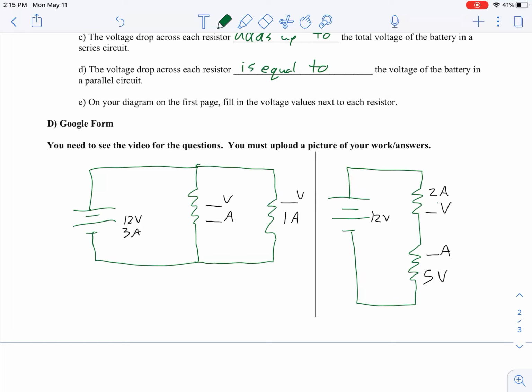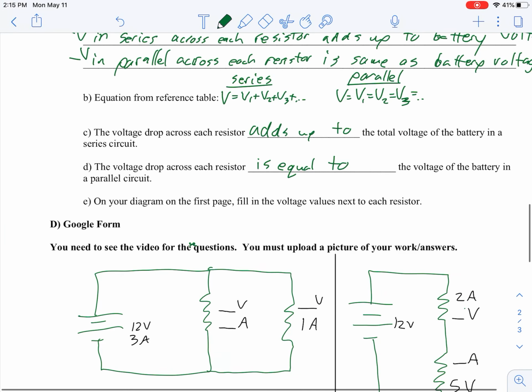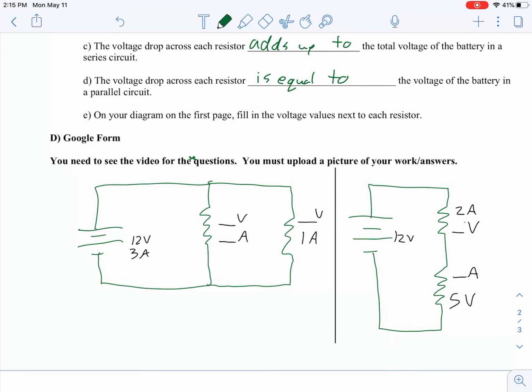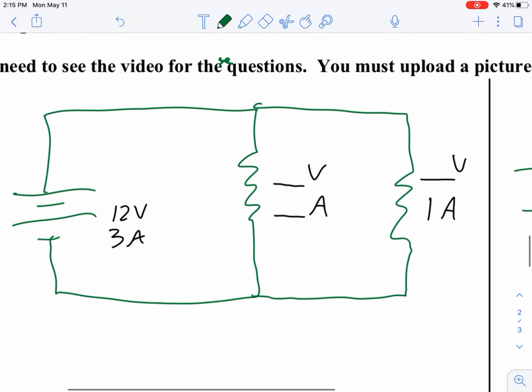All right. So here's your exit ticket down here. This picture is not on the Google form, so you have to make sure you watch this video to see it. So it says you need to see the video for this. It should say these questions. You must upload a picture of your work and answers. So you're going to upload a picture of this, okay, everything in part D for your Google form, okay?